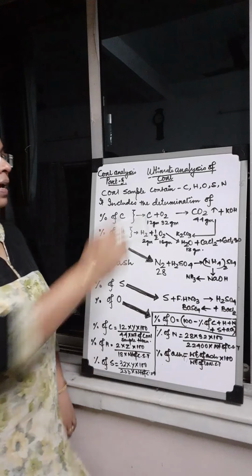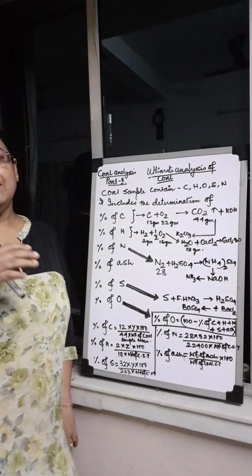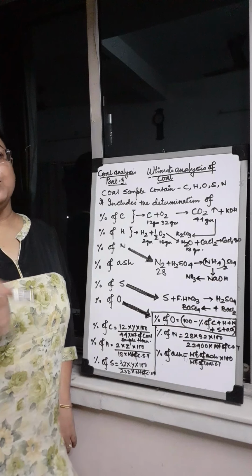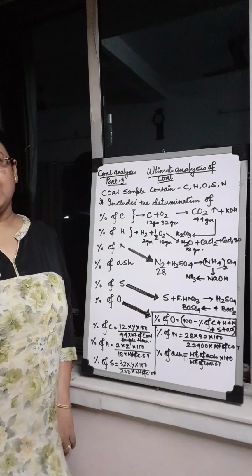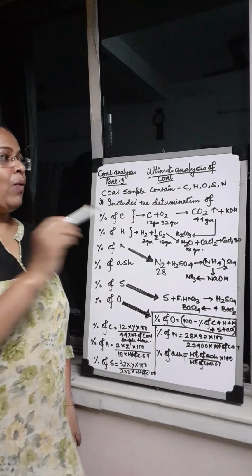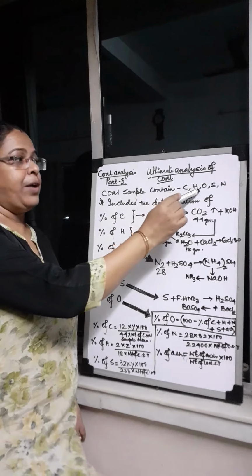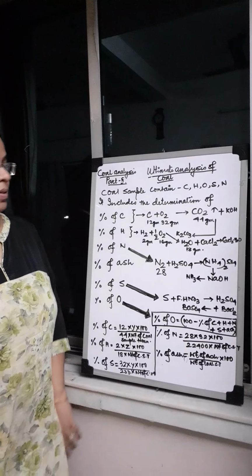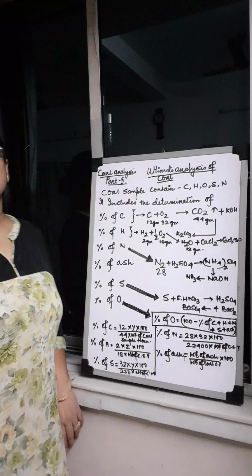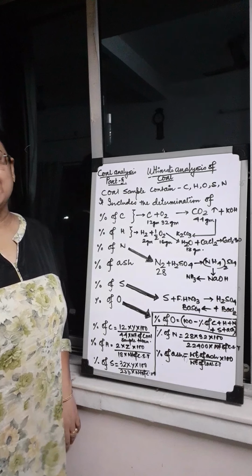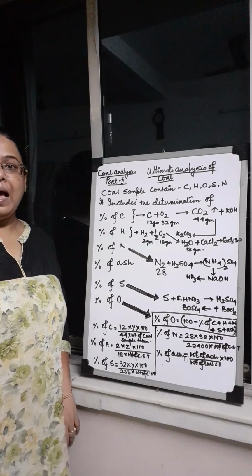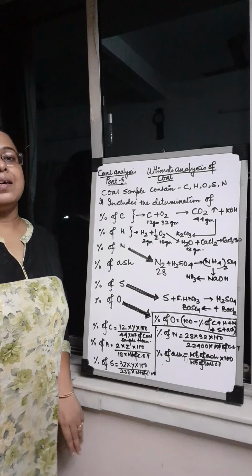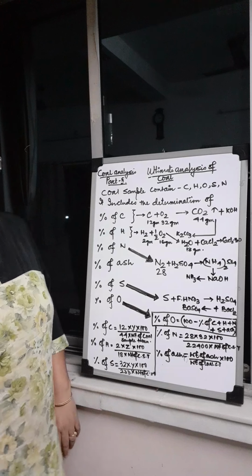Actually, in the ultimate analysis of coal, we have to calculate the quantity of carbon, hydrogen, oxygen, sulfur and nitrogen present in it. So this is also known as elemental analysis of coal, and is also known as ultimate analysis of coal.